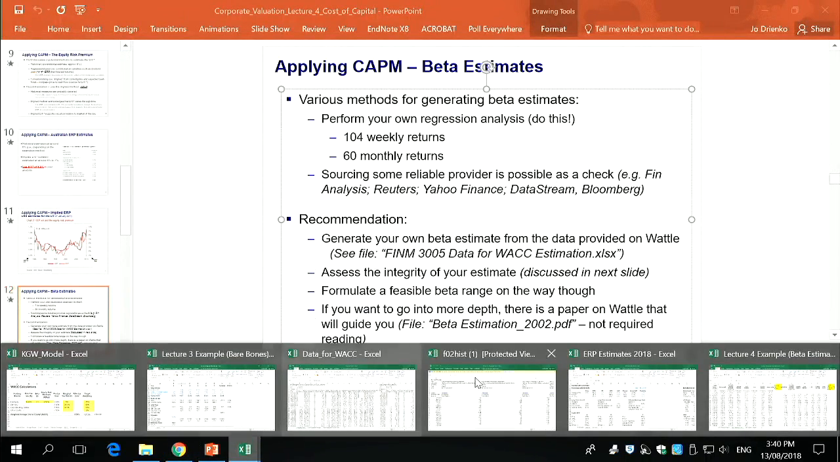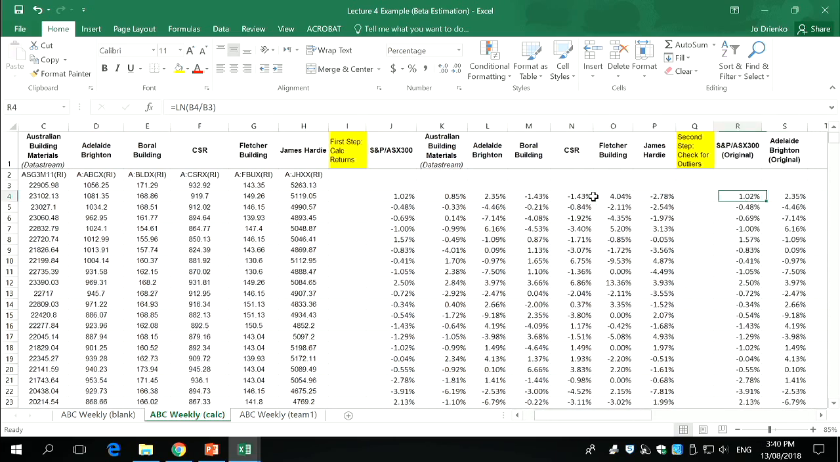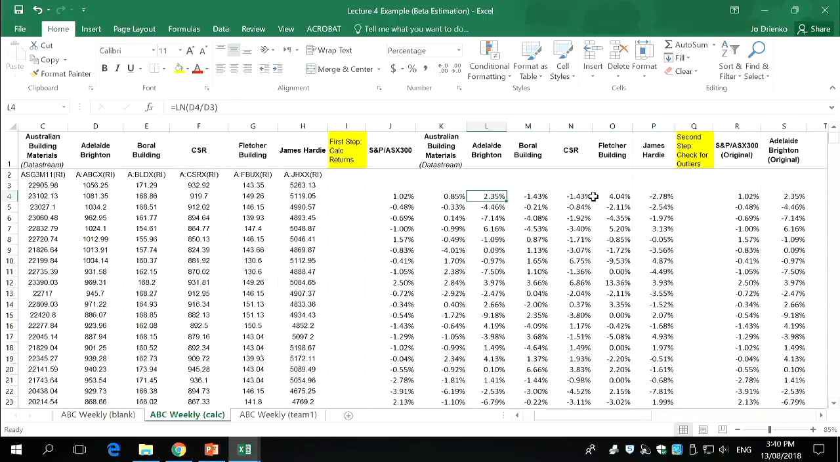So where's my example? Here. So in this case, this was for ABC. Adelaide Brighton was the company we're valuing, but you don't have to estimate beta just for the company you value. You can estimate beta for the comparable companies as well, because they operate in the same industry, which means they have the same risk. They should have a similar beta. All right? So you can estimate the beta for not just your company, but also Harvey Norman, Dixon's, Best Buy, all the companies I gave you data for.